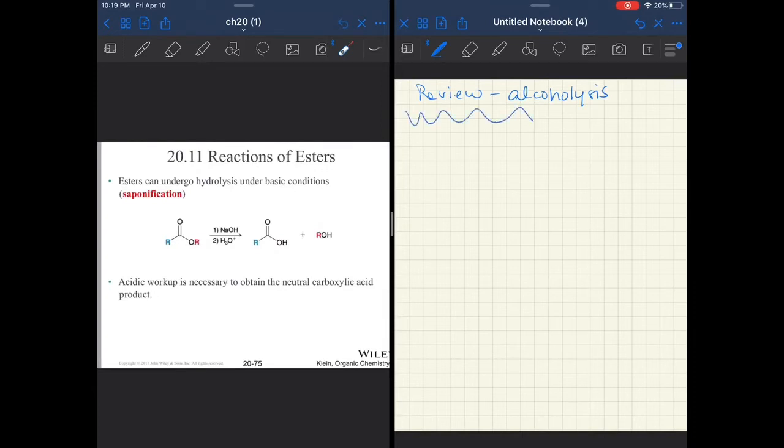Now, reactions of esters. Once we have our ester, what can we do with it? Well, if we want to hydrolyze, we can do something called saponification. This is saponification. This is the basic conditions for hydrolysis. So hydrolysis, but basic.